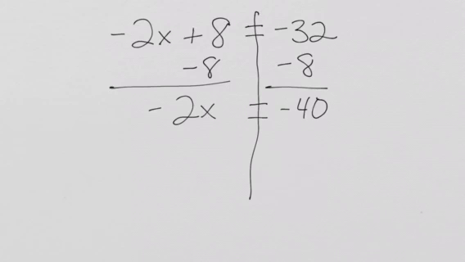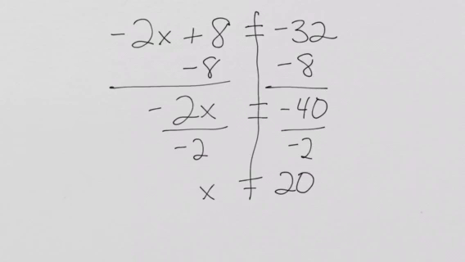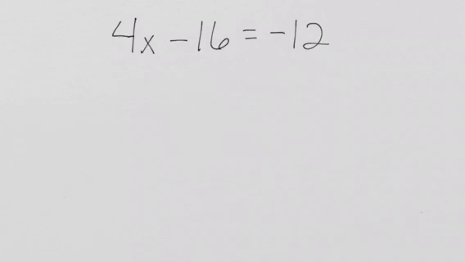Now I have a one-step equation. So I'm looking at the x, and my goal is to get rid of anything that's with the x. So it's negative 2 times x, so I'm going to divide by negative 2. They multiplied, I divide. So x equals 20. So you could substitute 20 back into the original equation, and it totally works.